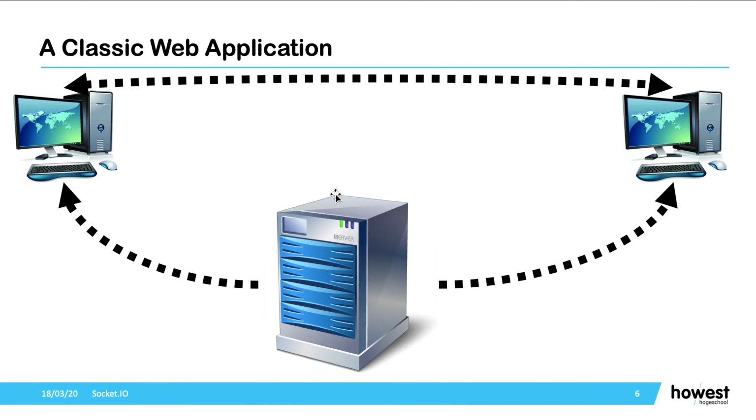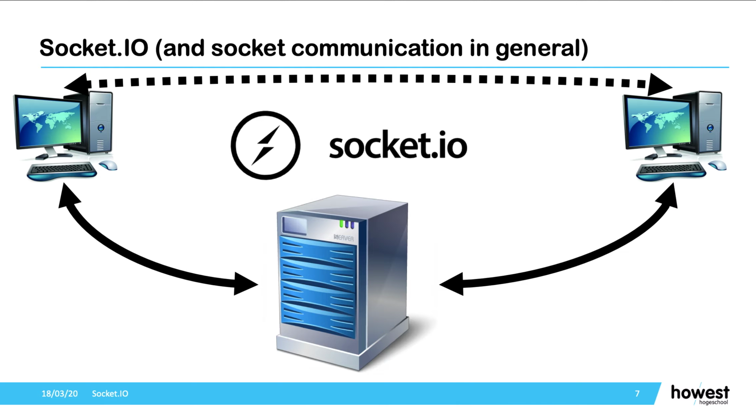What we would like to do in a chat application is to talk from one client to the other. However, this is not possible. Also, what is not possible is for a server to start a communication with a client. So all the arrows on this diagram are actions that are not possible in a classic web application. And that's why we're going to talk about socket.io.